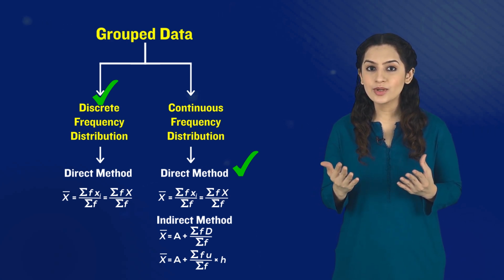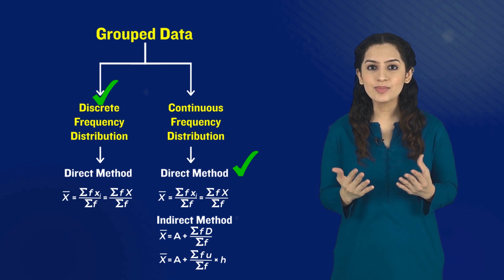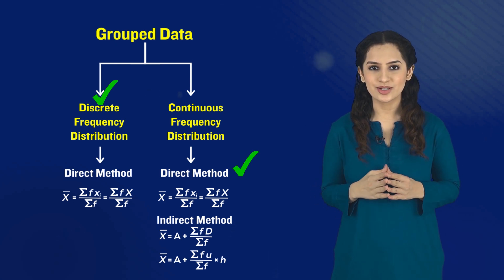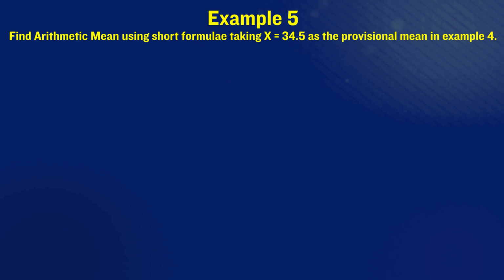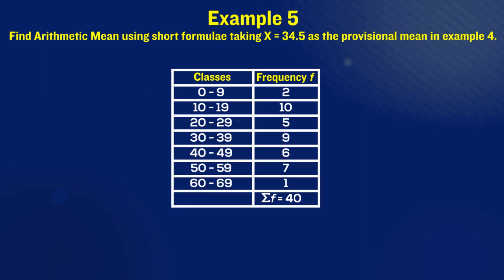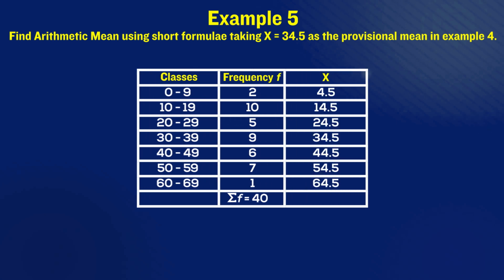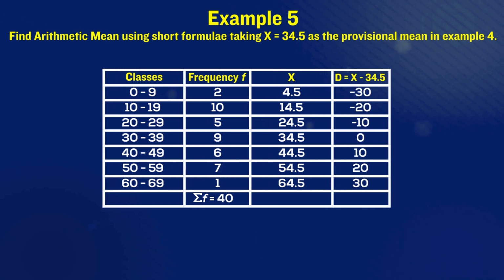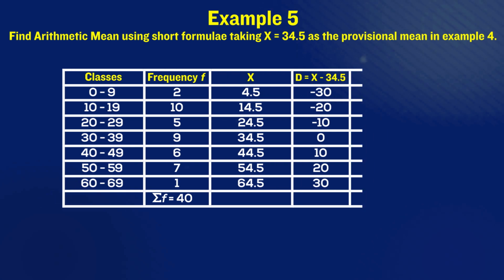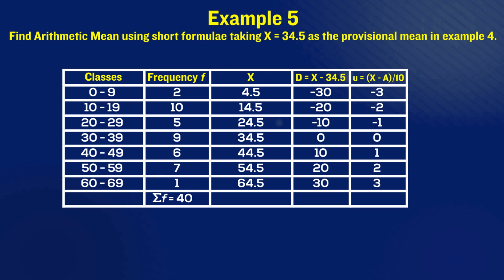Let's now use both the formulas of the indirect method to find the arithmetic mean of a continuous frequency distribution. Now, this question here asks us to apply the short method on the same data we just used. This can't be too hard, can it? We even have the midpoint column for it, so that's a plus. However, we do have to draw another column D, where each midpoint x is subtracted by an assumed average value, which is given to us as 34.5. That's not all. We have to draw another column U, where we divide each value of D by the class size, which is 10 here.